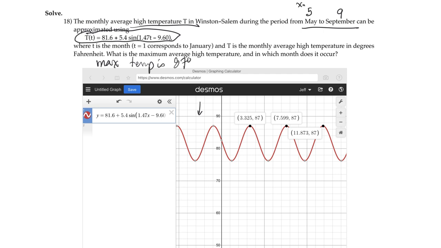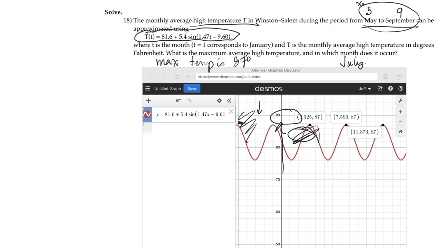And it asks when it happens. So in between May and September. This one is 3, that's March, so they are not interested in that. This one here would be sometime in July, so July, it would happen there. And this one is at the end of November, that's past, so I wouldn't use that either. I would just use that one. Okay, so that's one question.